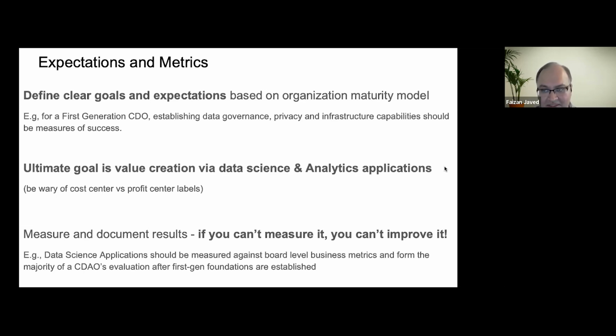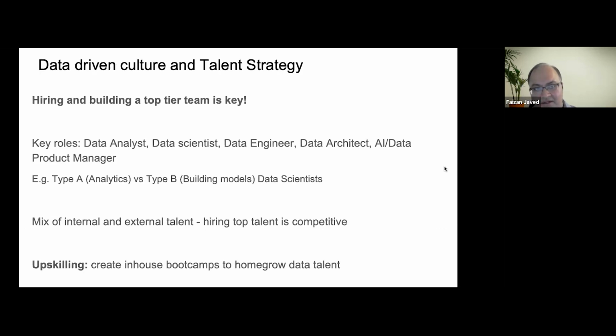So that's extremely important. The other area, as I said, is a data-driven culture and talent strategy. For leadership, whether you are in data or any other space, talent is key, right? It's really important to hire and build a top team, because if you don't have the right people, you cannot execute on the strategy, right?